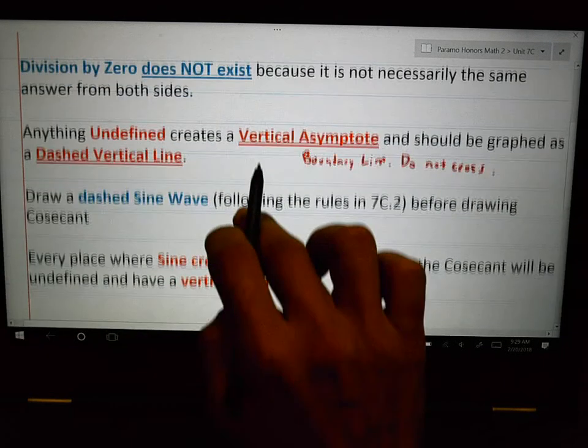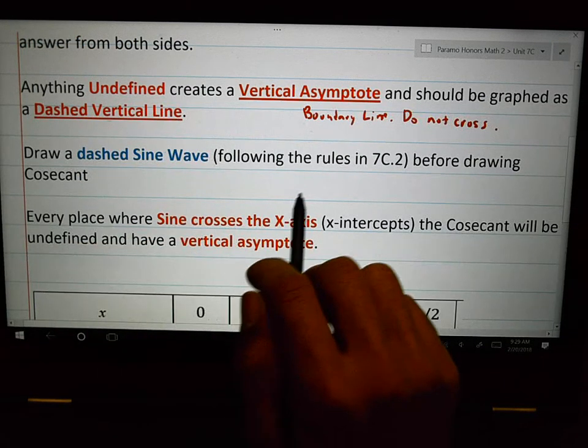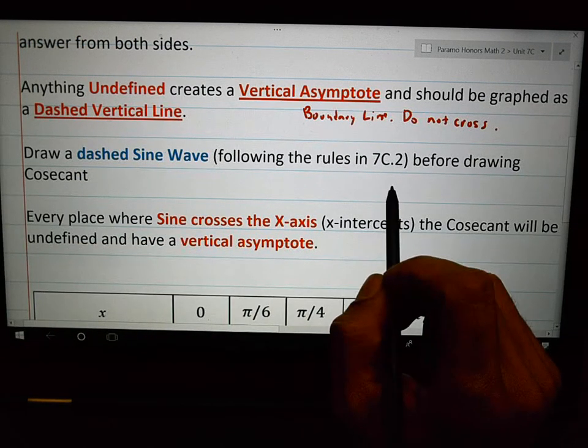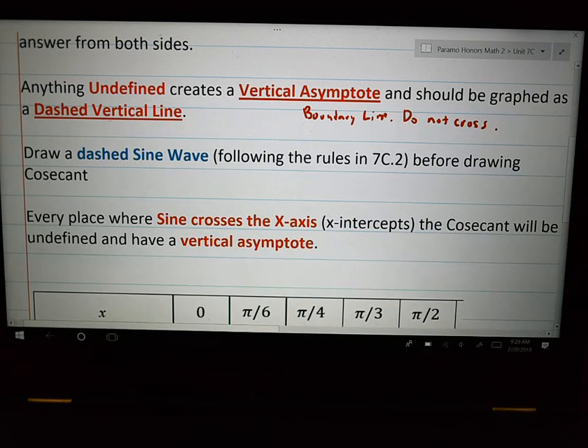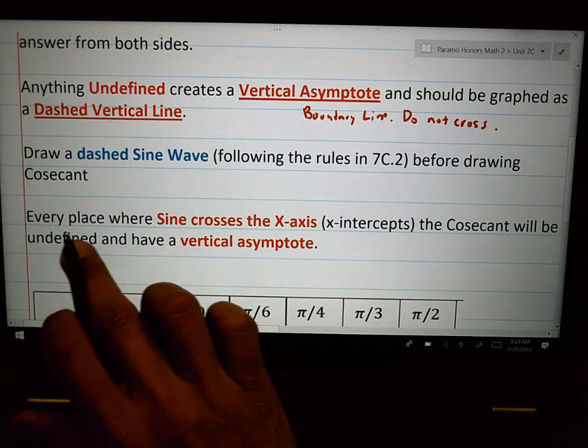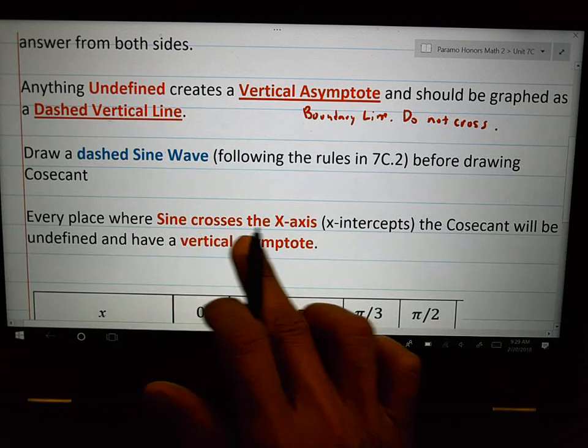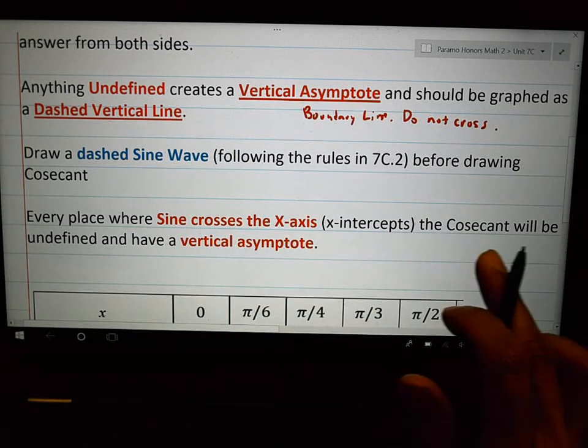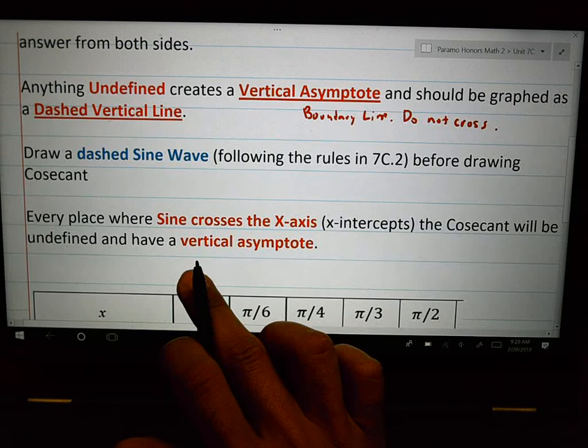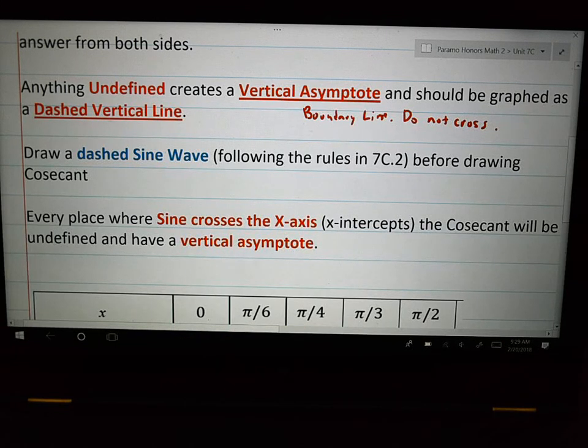We are going to be using dashed sine waves following the rules of 7C.2. So if you had issues with that, you're going to have real issues with this section. Before we draw the cosecant, make sure you draw a dashed sine wave. I'll give you an example in a little bit. And every place where the sine crosses the x-axis, the cosecant will be undefined and have a vertical asymptote. So this is where the x-intercepts are going to make a huge difference for our cosecant graphs.